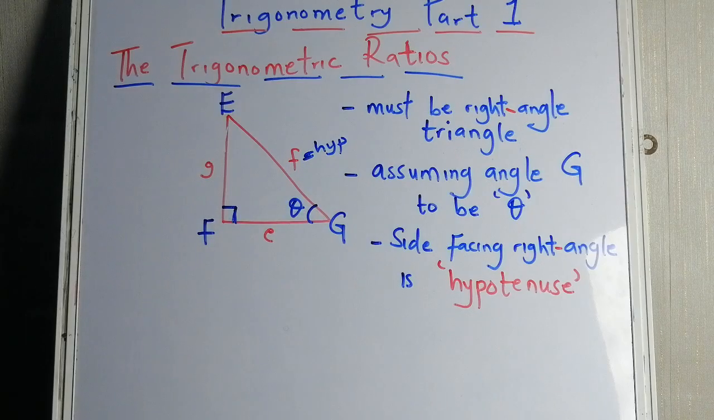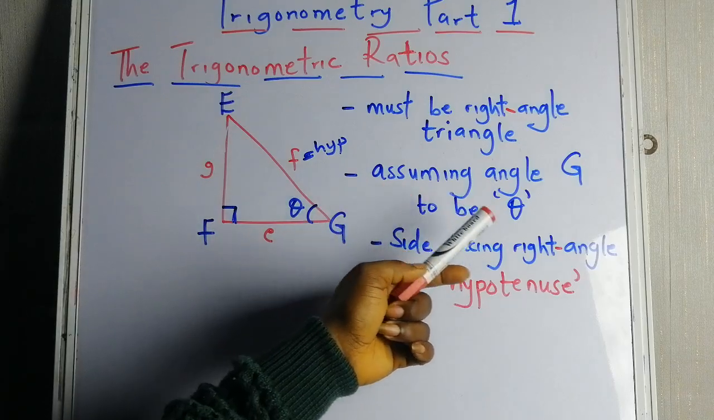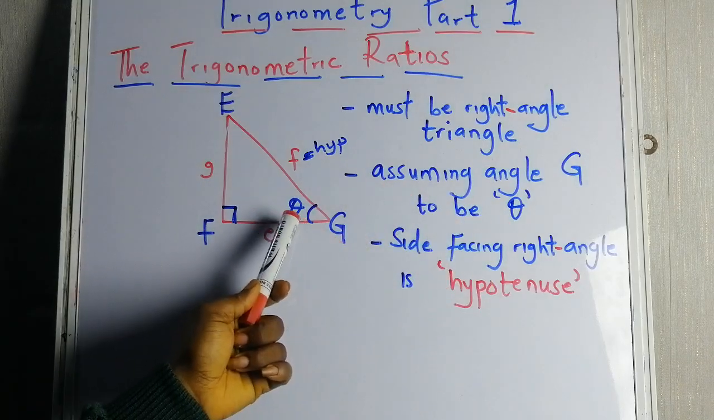Small f. Very simple. Now we are assuming angle G to be what? Theta. The normal trend that you know is ABC, and this and that. What if in an exam the alphabet is changed? Like I told you, you can use any alphabet in mathematics. That was why I didn't want to use the normal ABC. I had to move to EFG for you to know that it can be changed in an exam. So we are assuming angle G to be theta.